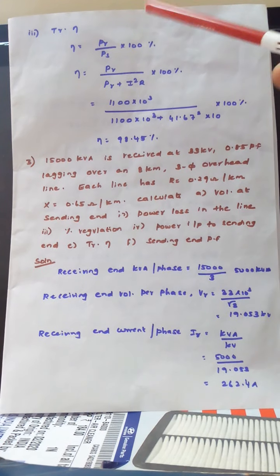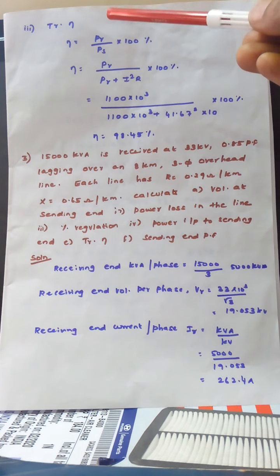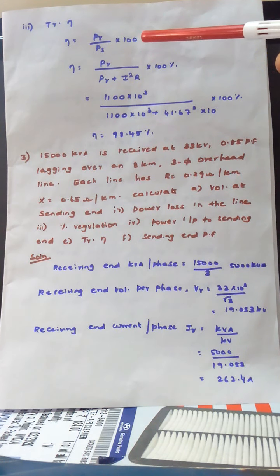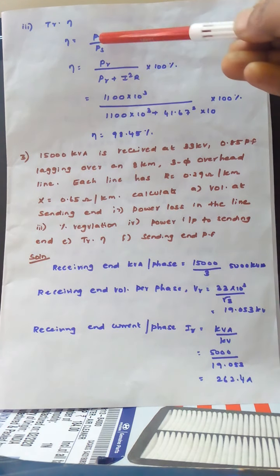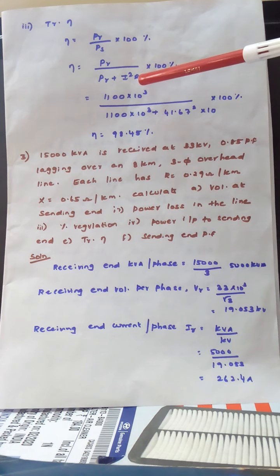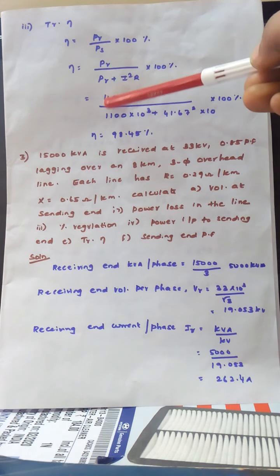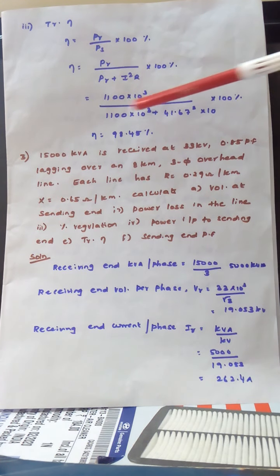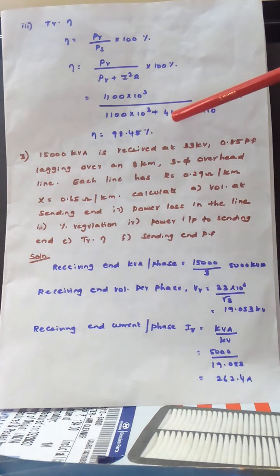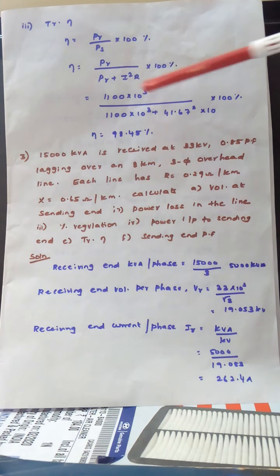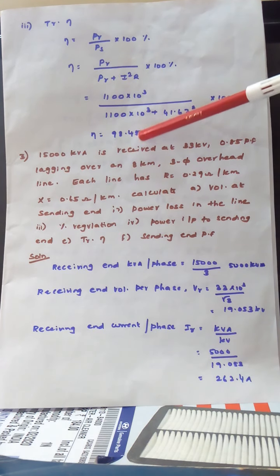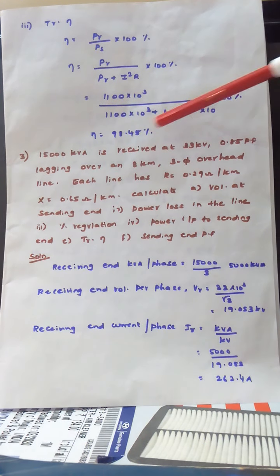So next we have to find out the transmission efficiency, that is output power divided by input power, that is the receiving end power divided by the sending end power into 100. Here the sending end power we can write in terms of receiving end power plus losses, that is I squared R. So PR is 1100 into 10 to the power of 3, divided by 1100 into 10 to the power of 3 plus the I value we got, 41.67 the whole square, into R, whose value is 10. So we find the efficiency as 98.45 percent. So this is the transmission efficiency.